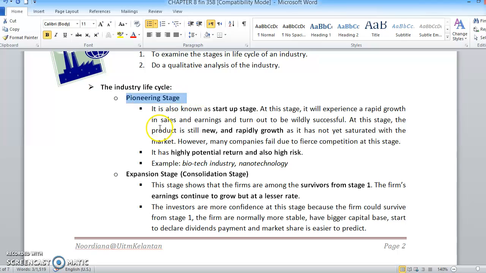So look at the pioneering stage, or introductory stage, right? So it is also called a startup stage, which at this stage will experience a rapid growth in sales and earnings, and turnout will be widely successful. Depends on the product as well. Okay, depends on what product they produce. Will it incur more demand from the consumers and so on. So at this stage, the product is still new and rapidly growing. It's not yet saturated in the market. Okay. However, at the pioneering stage, the product is not saturated in the market.